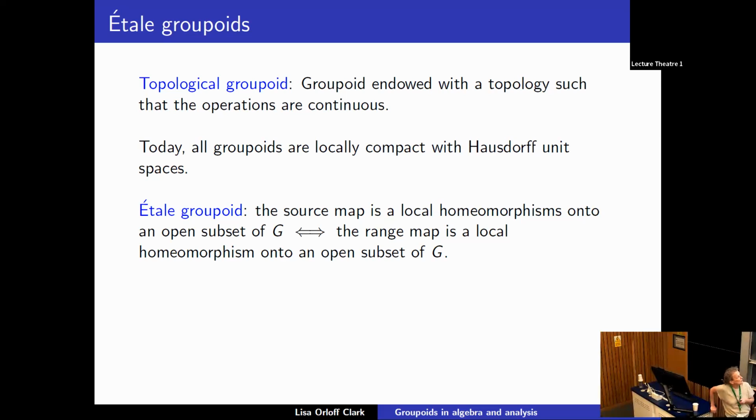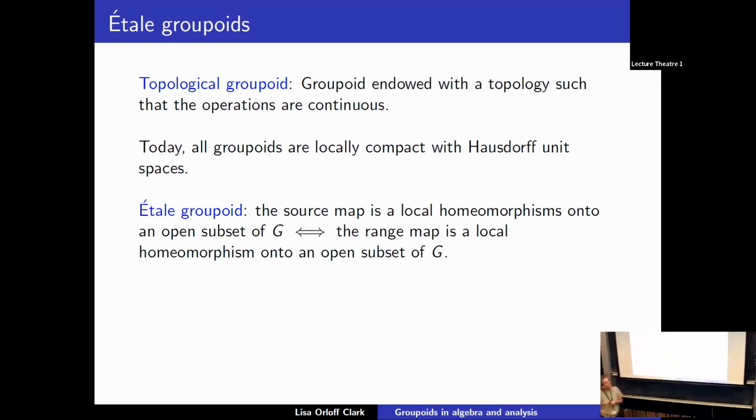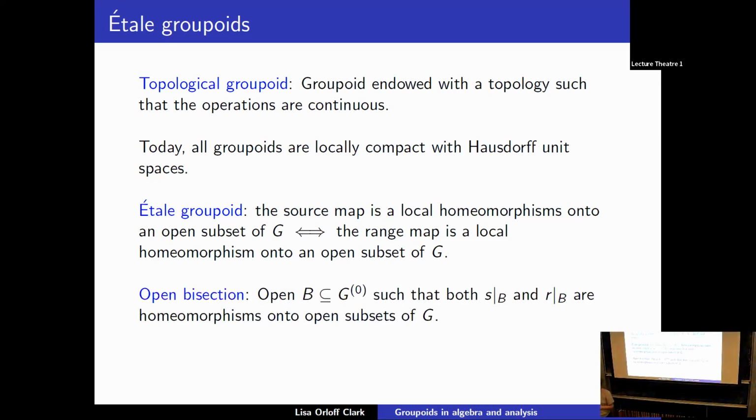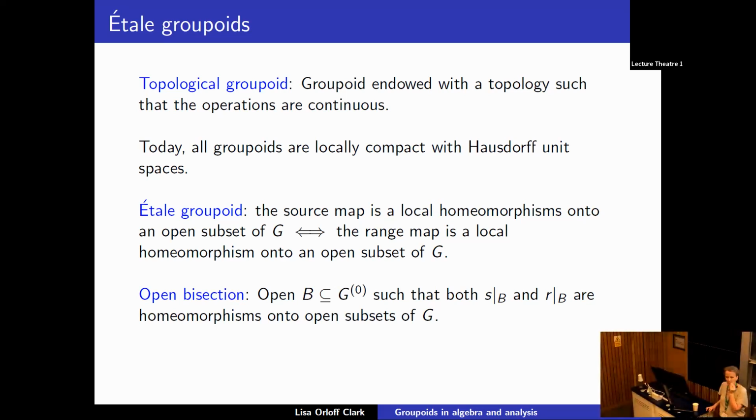An étale groupoid is a topological groupoid where the source map is a local homeomorphism onto an open subset of G. That's equivalent to the range map being a local homeomorphism. Again, you've seen that already. I believe open bisections came up yesterday as well, but they're going to be fundamental for what we're doing. If you have a local homeomorphism, each point in the groupoid has an open set around it where the source map restricts to a homeomorphism, and that little open set is called an open bisection. So there's the definition.